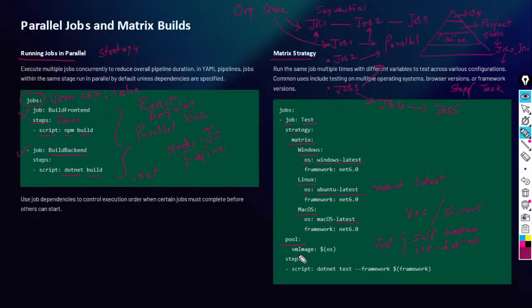Now here, whenever I'm saying VM image, I am basically using a Microsoft hosted server. And that hosted server is using $OS. Now, can anybody tell me which OS I'm going to use? What is that $OS?